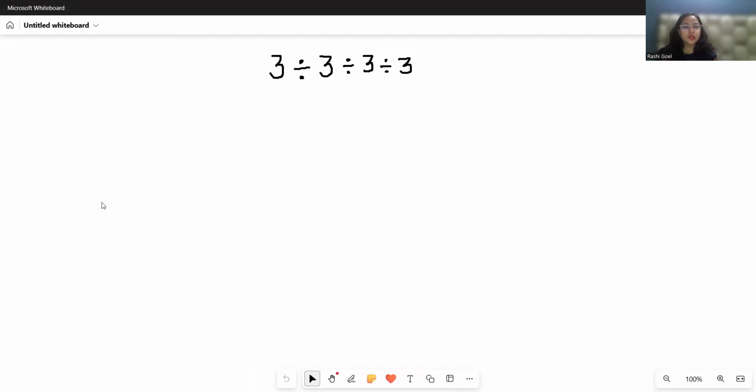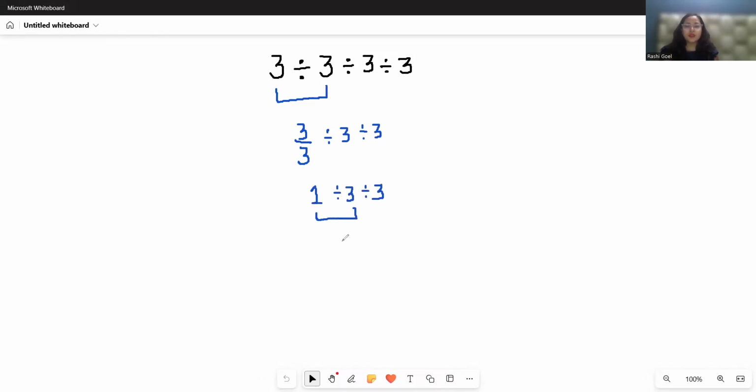So we are going to solve 3 divided by 3 divided by 3 divided by 3. So let's solve this. When an expression is given with the same symbols, that is division, division and division, you have to simply start with left to right and take two terms at a time. So I am taking 3 divided by 3, write it like this and write the rest the same. Now 3 divided by 3 gives 1, divided by 3, divided by 3.